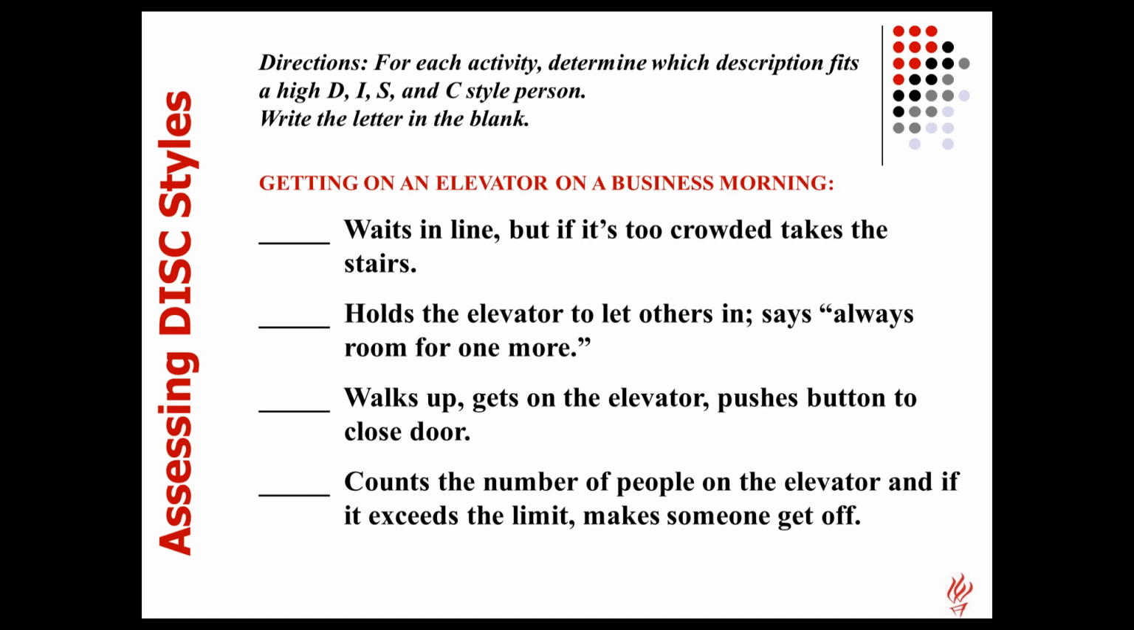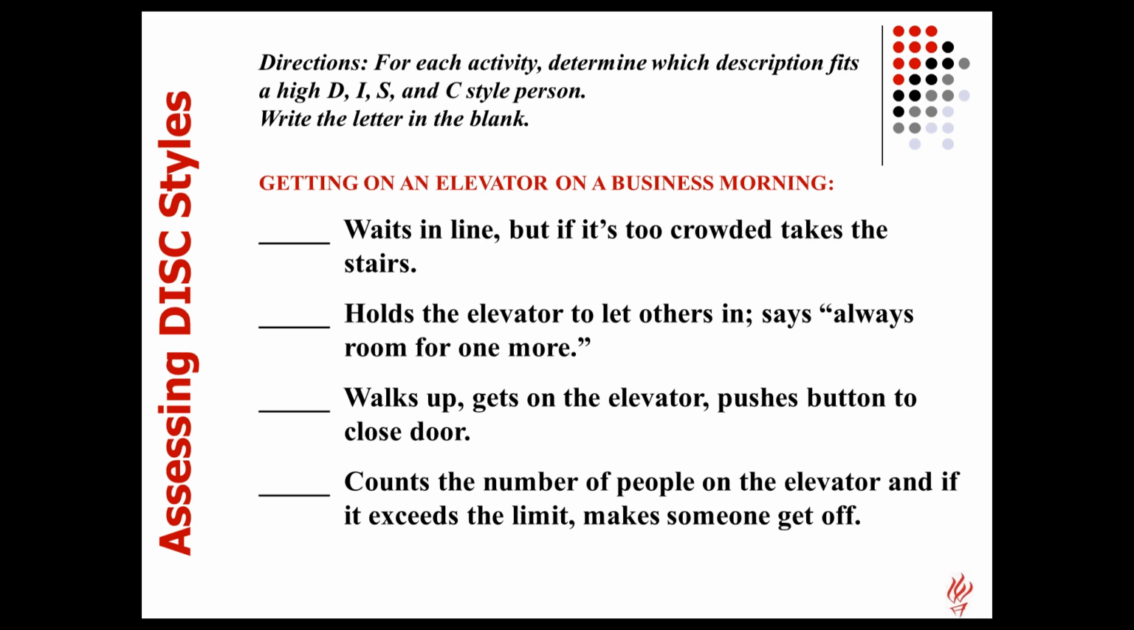So the first one waits in line to get on the elevator on an early morning, but if it's too crowded, takes the stairs. The next one holds the elevator to let others in, saying there's always room for one more. The third walks up, gets on the elevator, and pushes the button to close the door while people are coming to try to get on. And the last one counts the number of people on the elevator, and if it exceeds the weight limit, makes someone get off.